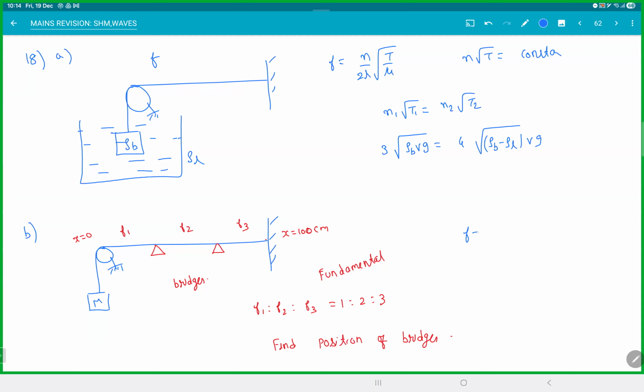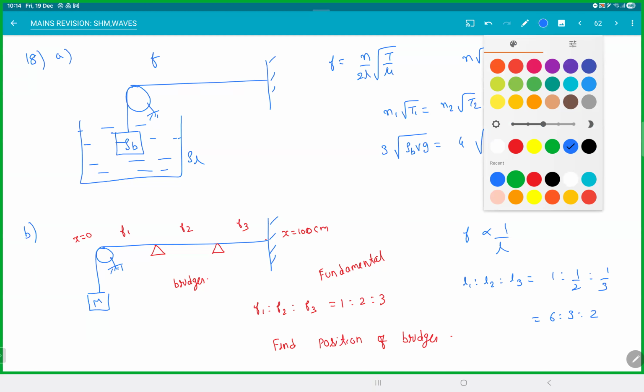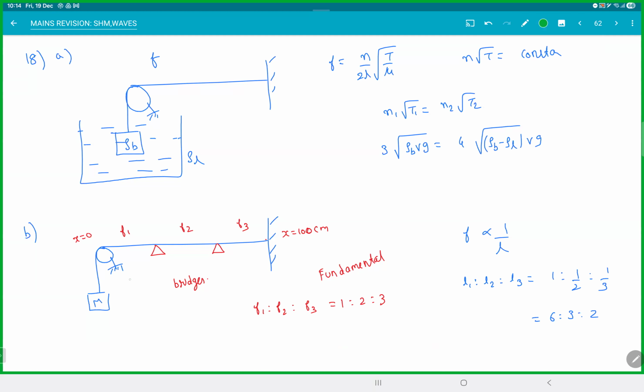All these are fundamental frequencies. Again, f is proportional to 1 by L. So 1 is to 2 is to 3. Then you get L1 is to L2 is to L3 as 1 is to 1 by 2 is to 1 by 3. That is 6 is to 3 is to 2. Then you're done. So this length will be how much? 6 by 11 into 100. 6, 3, 2, 9, 2, 11.